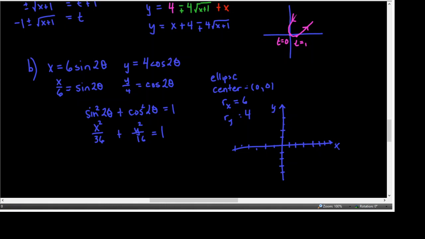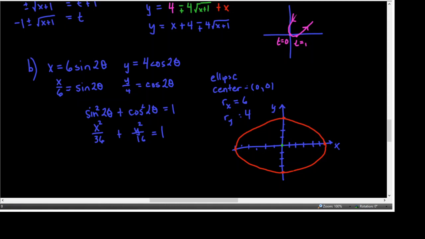Okay, so the center is at 0, 0. Our x radius is 6, so we're going to go from the center right 6 and left 6. And the y radius is 4, so we'll go from the center up 4 and down 4. And then do our best to draw an ellipse that goes through those. Now I started at one place and I'm going a certain way around. That doesn't mean that's what it's supposed to be doing. It's just me trying to get the graph on paper. So we'll get this graph, and now let's worry about orientation.